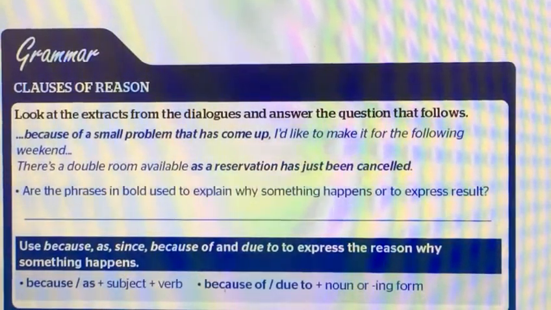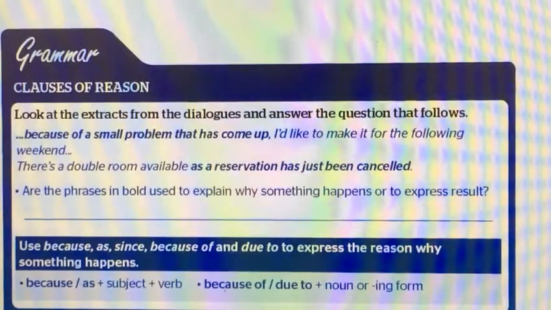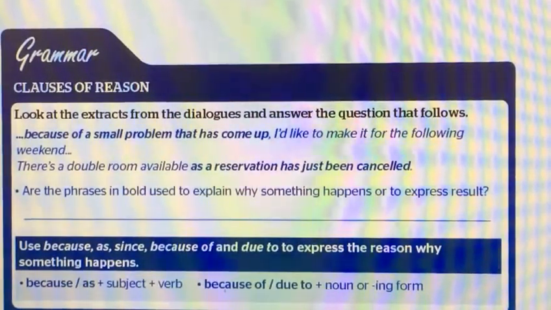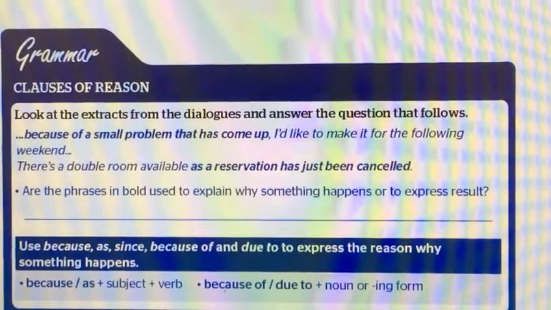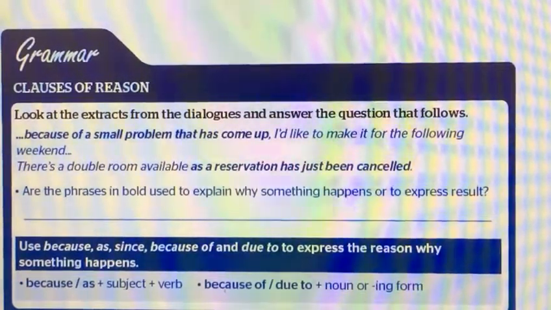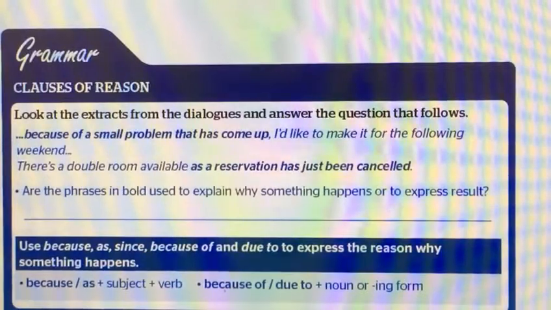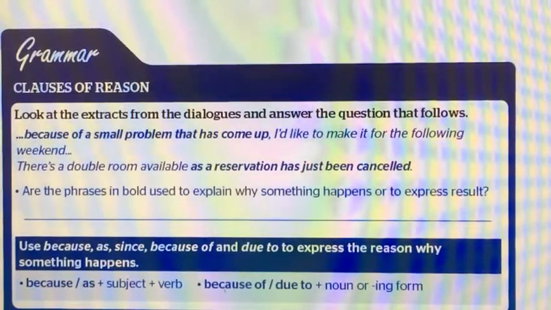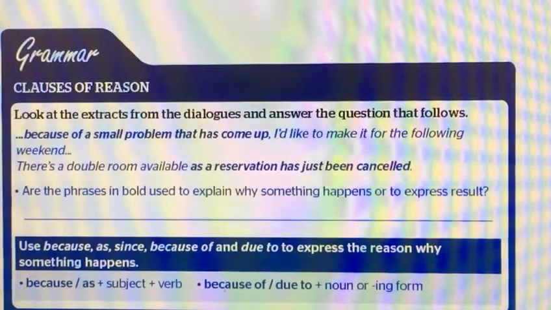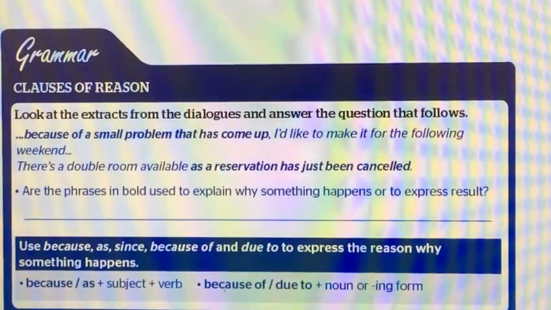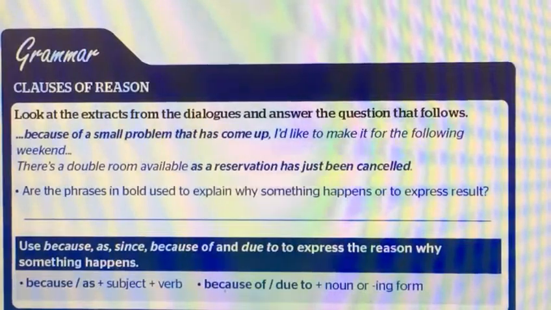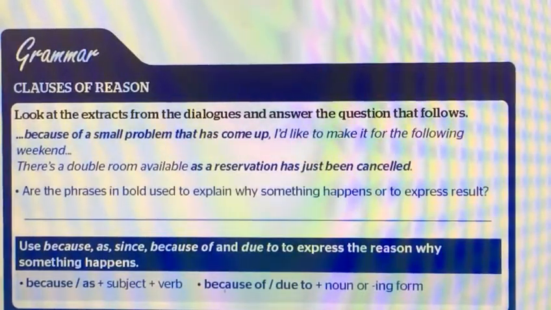Now, grammar. Clause of reason. Clause of reason expresses the reason for something. It is introduced with because, as, since, because of, due to, plus noun or ing form. Okay, give me an example, teacher. Okay, I tiptoed into the living room as I didn't want to disturb my grandfather.